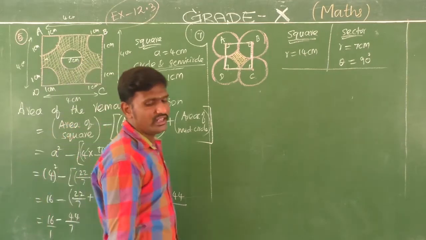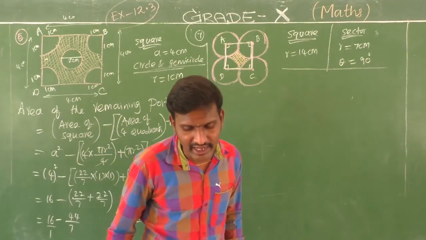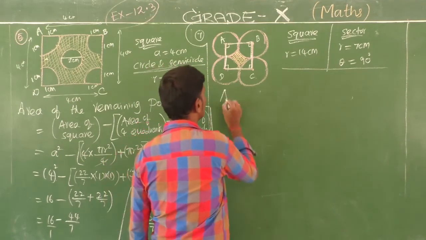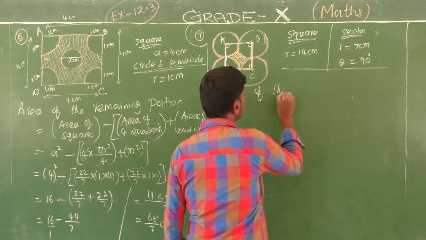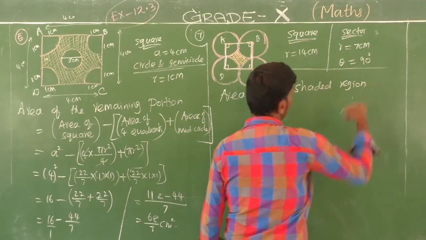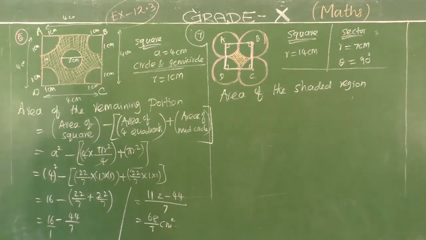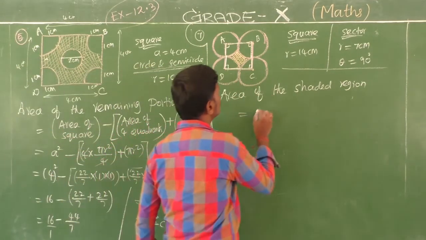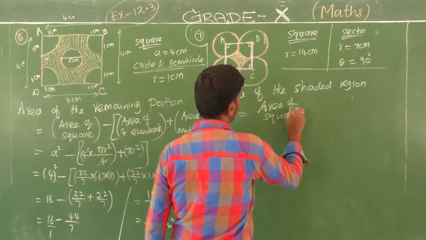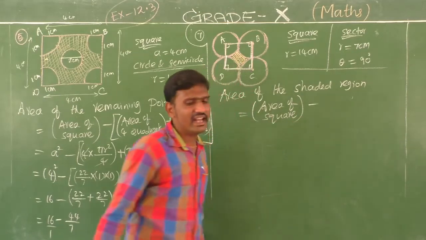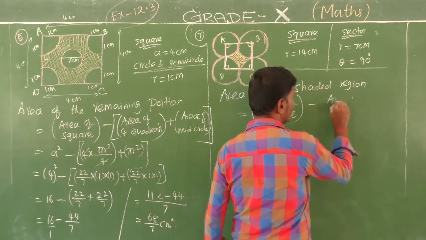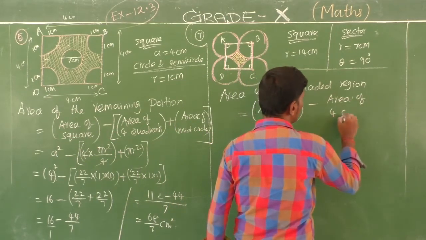Okay. Now what is the given question? What are they asking in the question? Find the area of the shaded region. So the area of the shaded region, students listen, is equal to the area of the square minus the area of four sectors.